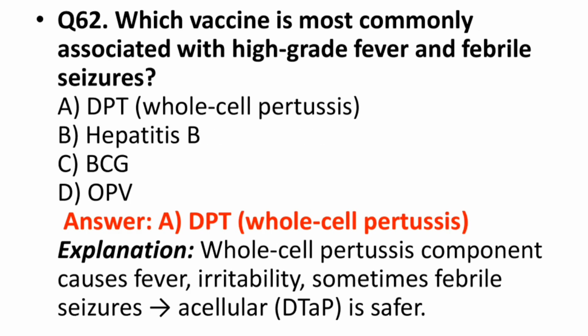Which vaccine is most commonly associated with high grade fever and febrile seizures? Option A, DPT, whole cell pertussis. Option B, hepatitis B. Option C, BCG. Option D, OPV. The correct answer is option A, DPT, whole cell pertussis. The whole cell pertussis component causes fever, irritability, sometimes febrile seizures. Acellular is safe.